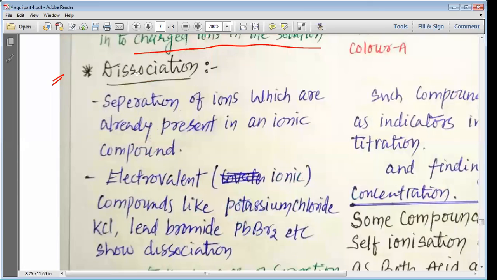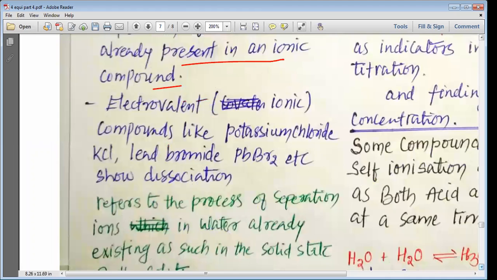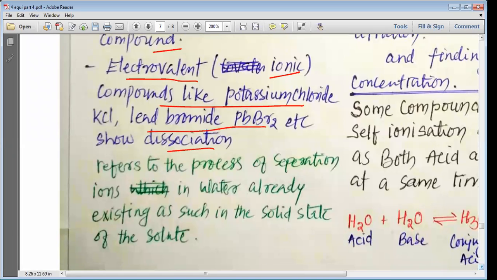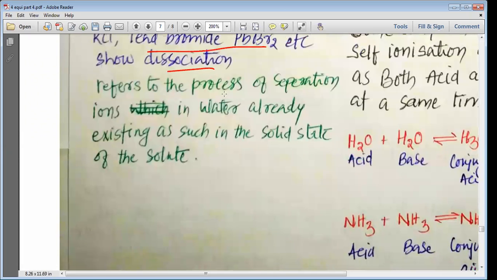It is known as dissociation. Dissociation is the separation of ions which are already present in an ionic compound. If a compound is ionic and it is added to water, and it produces ions, such a process is known as dissociation. Electrovalent or ionic compounds like potassium chloride, lead bromide, etc. So dissociation refers to the process of separation of ions in water, already existing as such in the solid state of the solute.